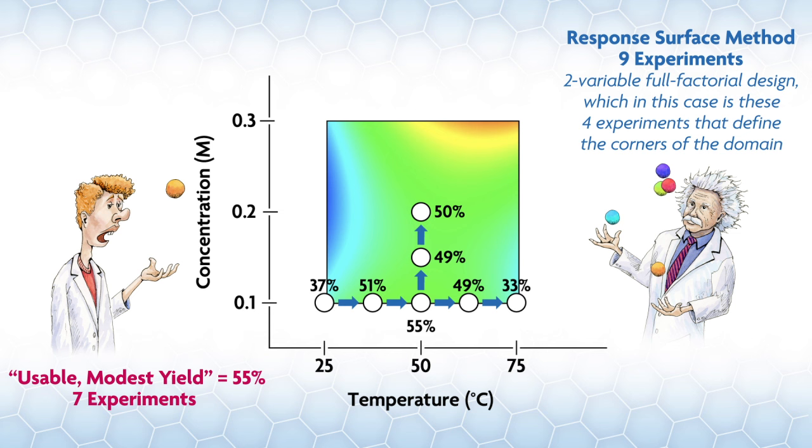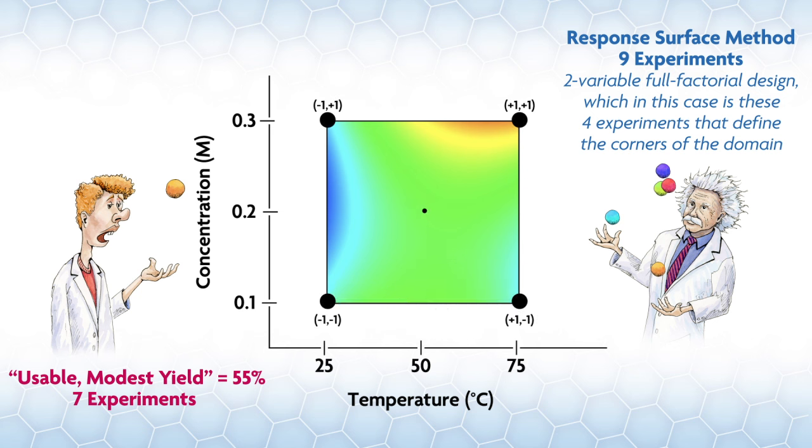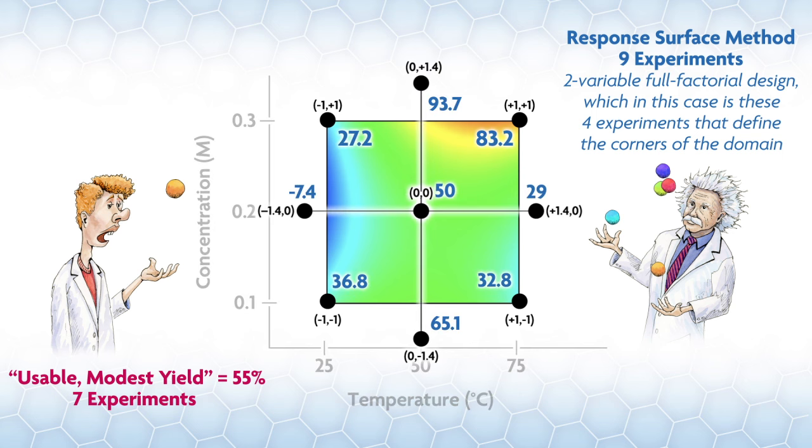These would include a 2-variable factorial design, which in this case is 4 experiments that define the corners of the domain. As we map out the domain, instead of natural variables, temperature and concentration, we'll use scaled variables, which will help us to map the surface more uniformly, among other things. The center of the design will be at 0, 0, and the axes will go from -1 to +1. Then, to get the curvature of the surface, we would add at least one center point and axial points like this. From these data points, we can get a complete map and describe the surface mathematically.